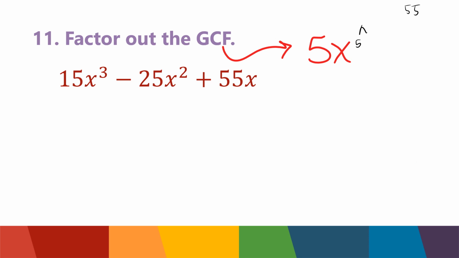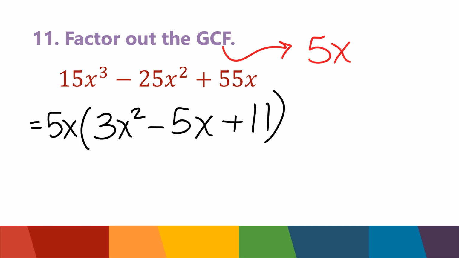Let me just erase this. All right, so pull out a 5 and an x, and then you divide by 5x to see what's left over. So you do 15x cubed divided by 5x, right? Why are we dividing? Because we're factoring it out. So we're doing the opposite operation so that we can get it outside of the parentheses, so that when you multiply it back through, it'll match this top line.